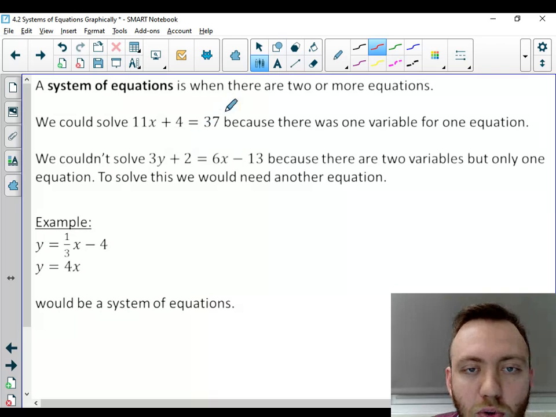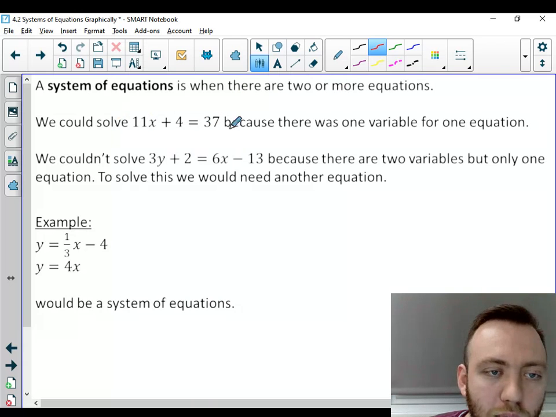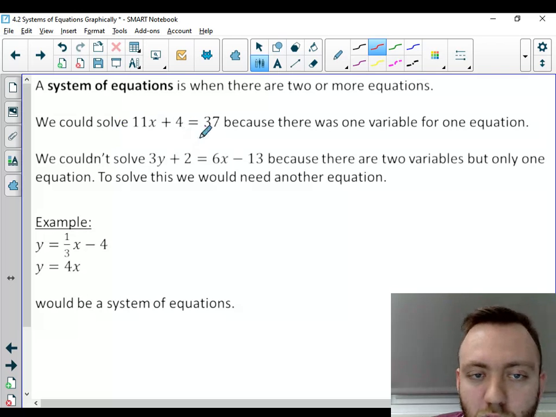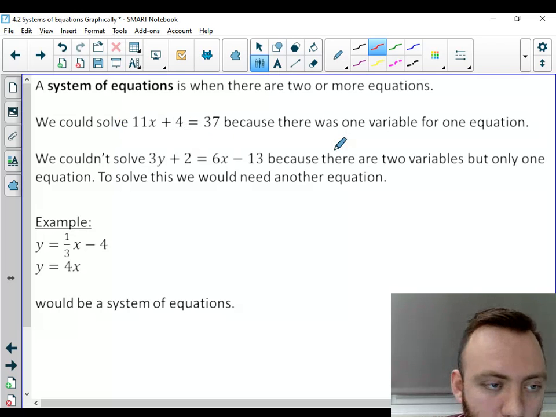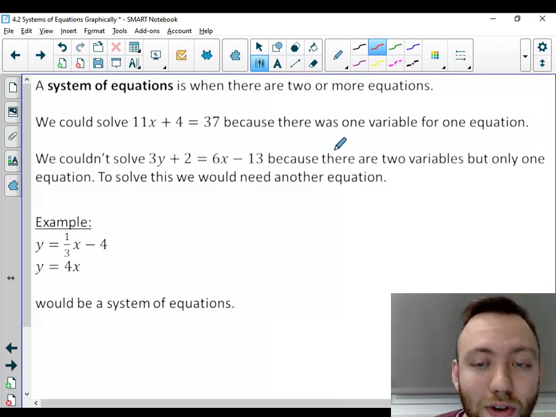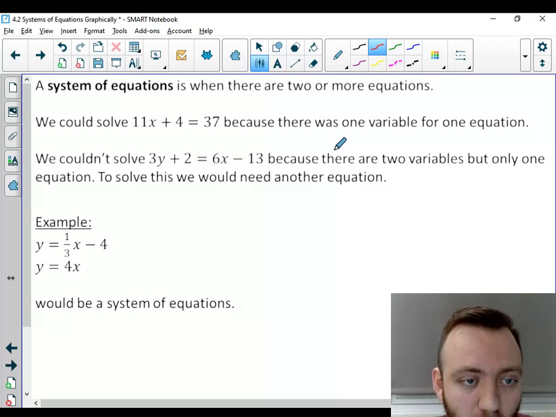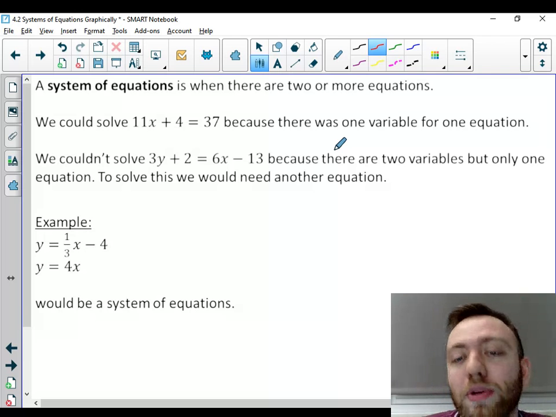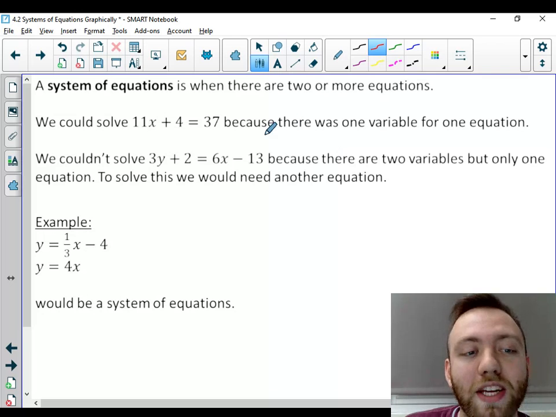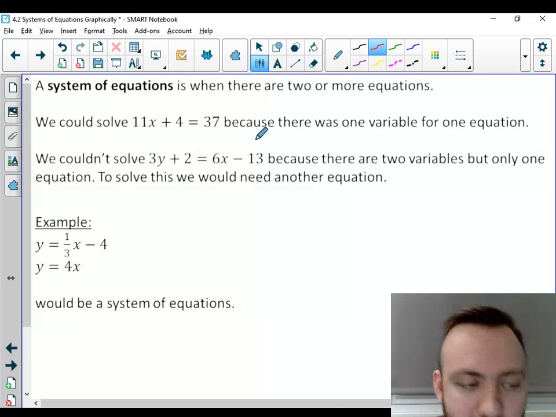So a system of equations is when there are just two or more equations put together. So we could solve 11x plus 4 equals 37 because there was one variable with one equation. But notice we couldn't solve the other equation because we had two variables but only one equation. So in order to solve something like that, we would need another equation, or a system of equations, right? Two variables are going to need two equations, three variables are going to need three equations, and so on.